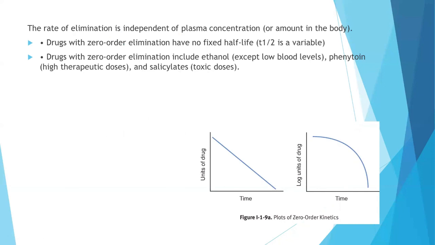The rate of elimination is independent of plasma concentration or amount of drug in the body. We can see drugs with zero order elimination have no fixed half-life, so the T half is variable. Drugs with zero order elimination include ethanol, salicylates, and phenytoin.